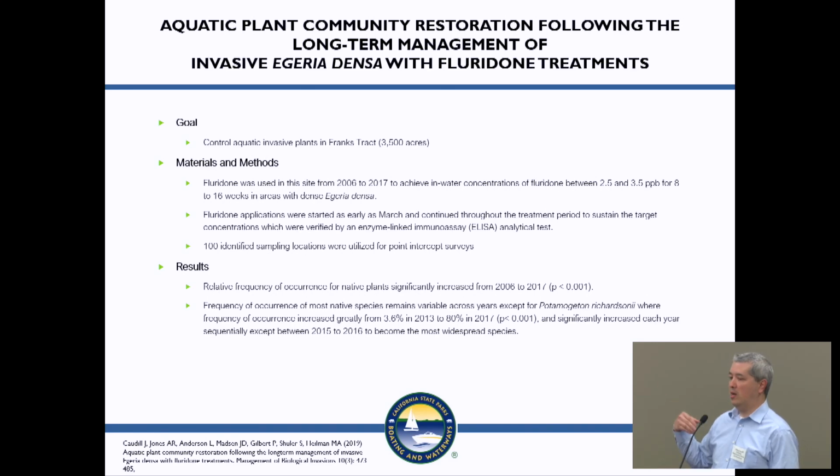And we want to show you what the results were. Bottom line, the results of this study over the 12 years we were looking at it, we saw a decrease in invasive vegetation at 100 different rake points that we had throughout the Frank's Tract site. We saw an increase in native vegetation, and we went from the most dominant abundant species of Egeria densa in 2006 to the most abundant and dominant species being Richardson's pondweed, which is a native plant instead of an invasive plant.